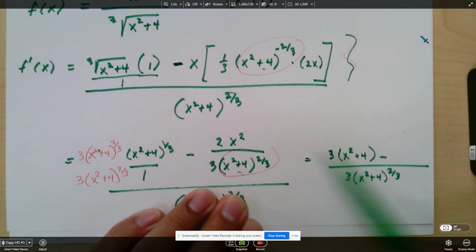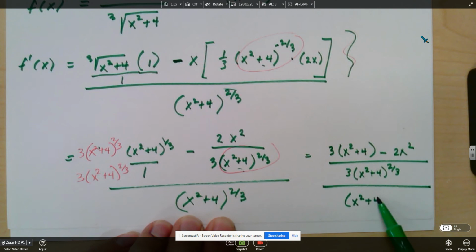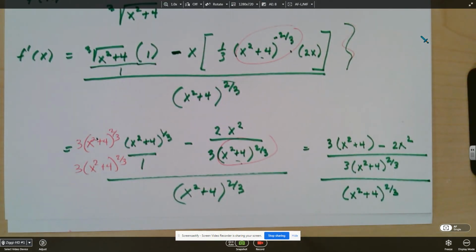And then you have a minus 2x squared. And then you still have that denominator at the bottom, that's here. Okay, so far so good? Yeah.